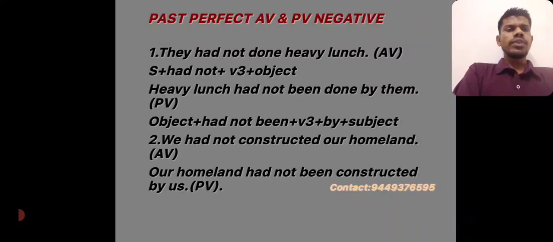Second sentence, we had not constructed our homeland. So we know the structure for past perfect. So here our homeland is an object. Make it a subject in the passive form, our homeland. Then had not been plus constructed, then followed by the preposition, that is by, then we becomes us, that is subjective pronoun. So this is the example for past perfect negative.